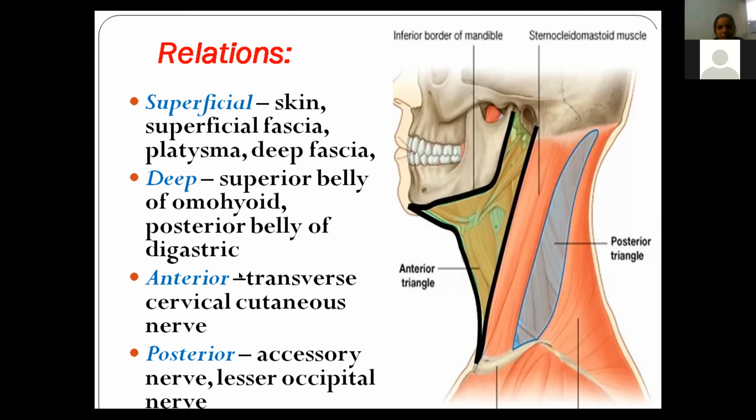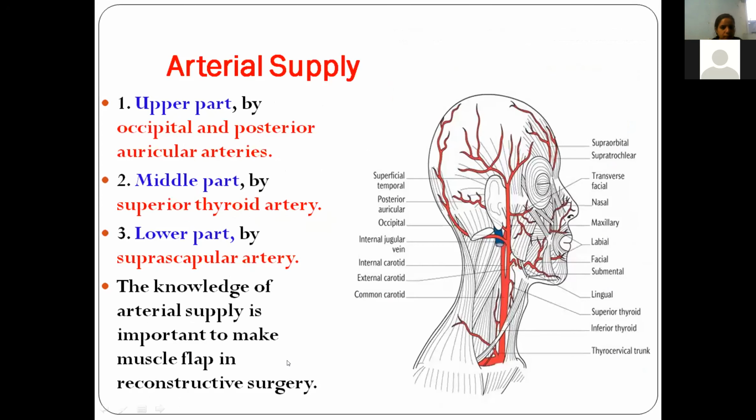The relations that we have further are, anteriorly, I will show all these structures, you need not worry, the transverse cervical cutaneous nerve. Posteriorly we will have the accessory nerve. Accessory nerve is the 11th cranial nerve, and we have the lesser occipital nerve.